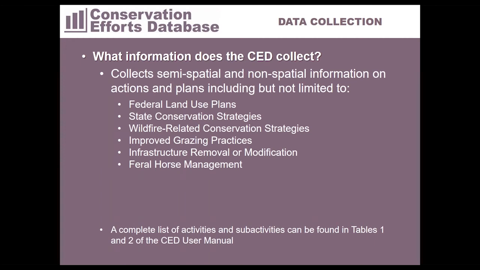Now, in that second category of information, where we're asking for general, semi-spatial information or non-spatial information, again, those are tied to things including but not limited to state conservation strategies, improved grazing practices, federal land use plans. And if you're looking for a complete list of the activities and sub-activities that we collect information on, they can be found in the CED's user manual in Table 1 and Table 2. And that user manual is under the Help tab on the conservationefforts.org website.